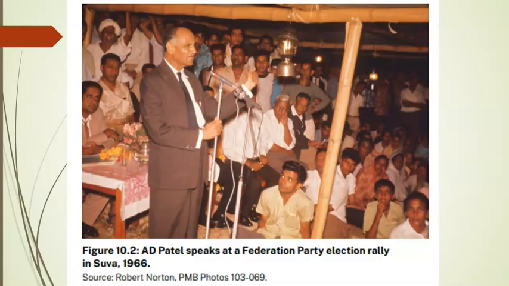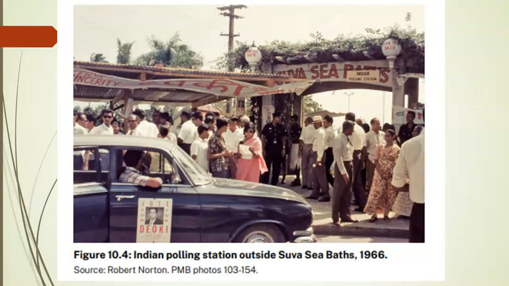As a result, there was an election. We see here some interesting photos taken by Robert Norton, a historian who was here in Fiji at the time, of these political parties and their rallies in preparation for the next set of elections. Here's A.D. Patel speaking at an election rally in Suva. Here's an Indian polling station outside what's now known today as the Olympic Pool in Suva. Then it was known as the Suva Sea Baths.